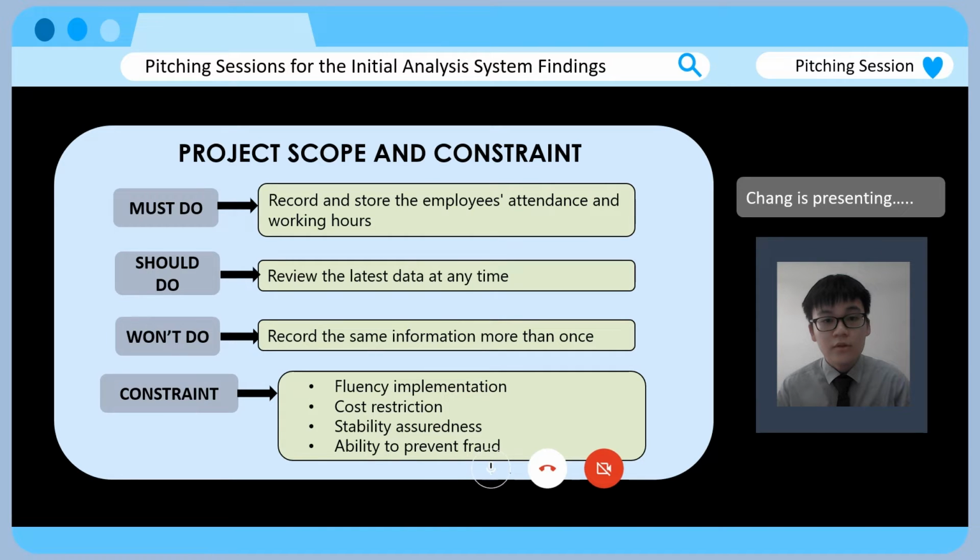The new system also faced some constraints, including the fluency implementation of the new system, cost restriction, stability assuredness, and ability to prevent fraud and data misrepresentation.